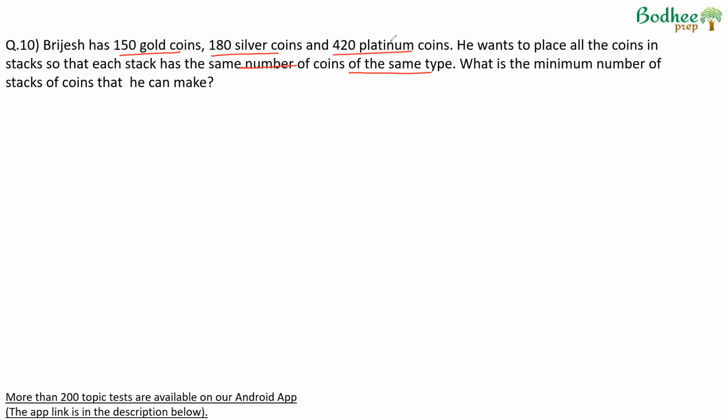So the number of coins in a stack has to be such that it divides all of these three numbers, and it has to be the largest to reduce the number of stacks. We look at the HCF of 150, 180, and 420. This is 30 into 5, 30 into 6, and 30 into 14. If we say that the number of stacks has to be minimum, the number of coins in each stack has to be maximum, and that maximum number will be 30.